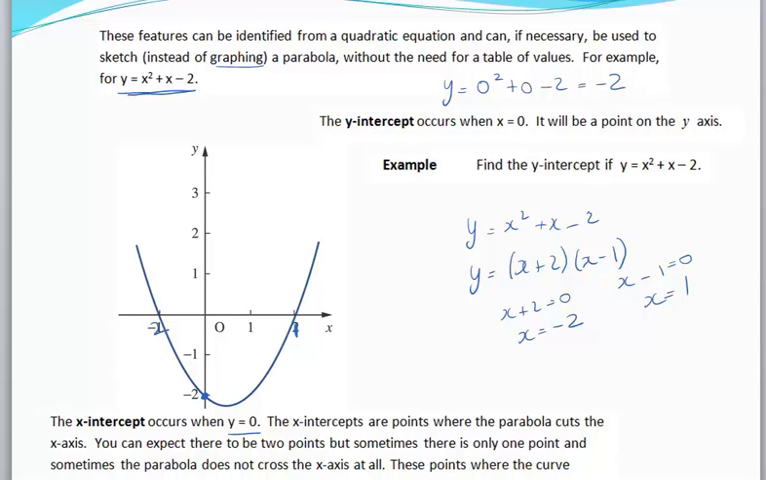So our x-intercepts are points where the parabola cuts the x-axis. So we can expect there to be 2 points, but sometimes there may be only 1 point, especially if we have the case where it touches a minimum or a maximum on our actual axis there. And sometimes the parabola doesn't actually cross the x-axis at all. The points where the curve crosses the x-axis and y is equal to 0 are the roots of the equation.